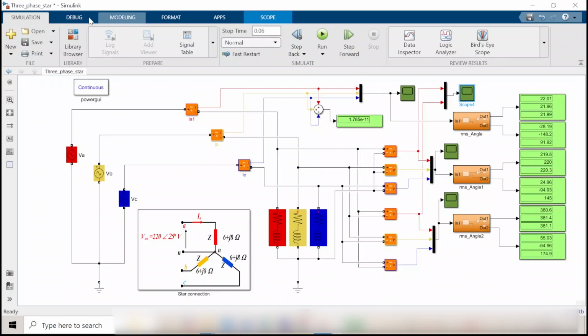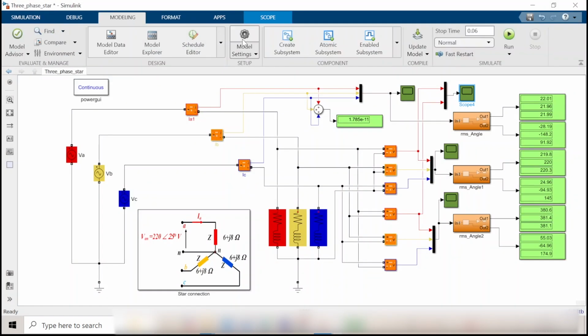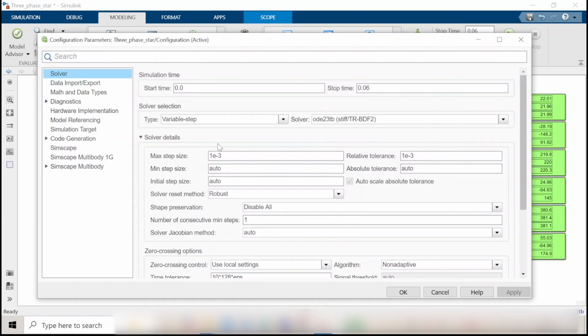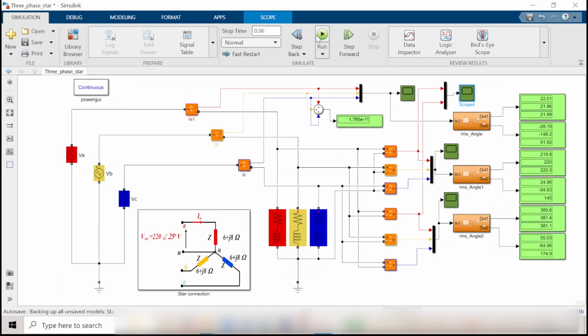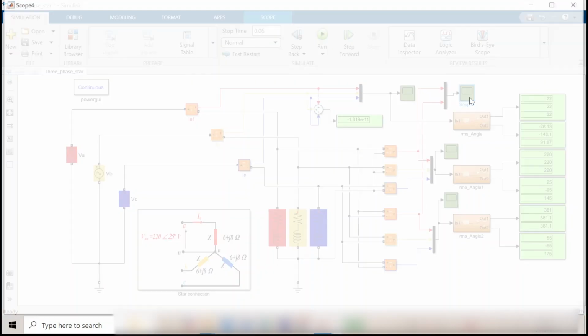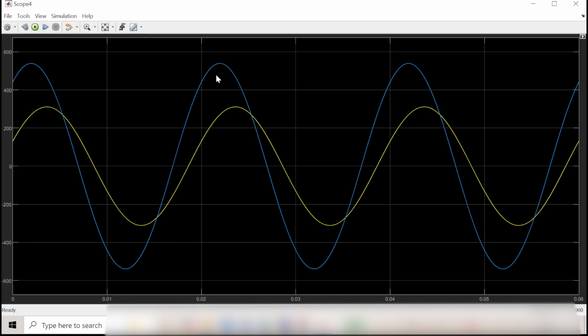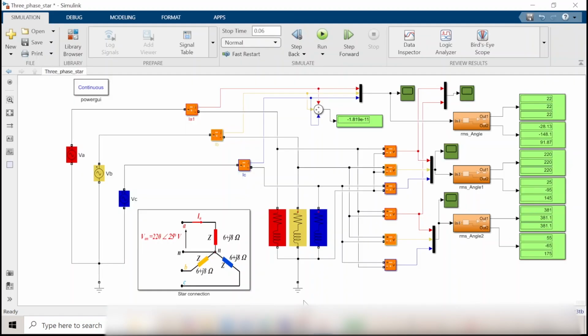But I notice here that the waveform is not smooth enough. So I'm going to change that one in the modeling. So modeling, model settings. Then I'm going to change the maximum step size. Instead of 1 to the power minus 3, I'm going to make it 1 to the power minus 4. Apply. Okay. So let's run. Simulation. Run. So I presume that one is changed now. That one is pure 22 ampere exactly, 220 volt exactly, as you can see here. So let's look here for the waveforms. They look more smooth. So I'm going to the MATLAB Workspace here.